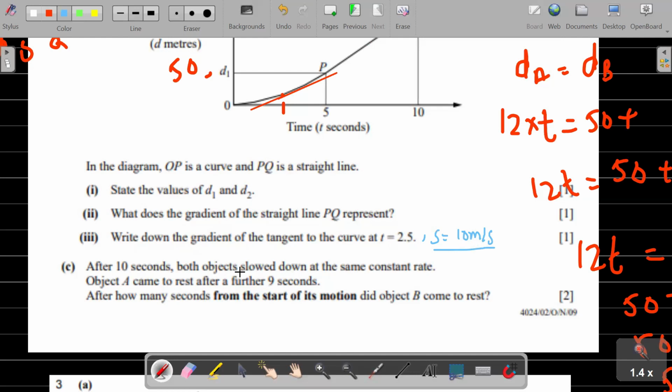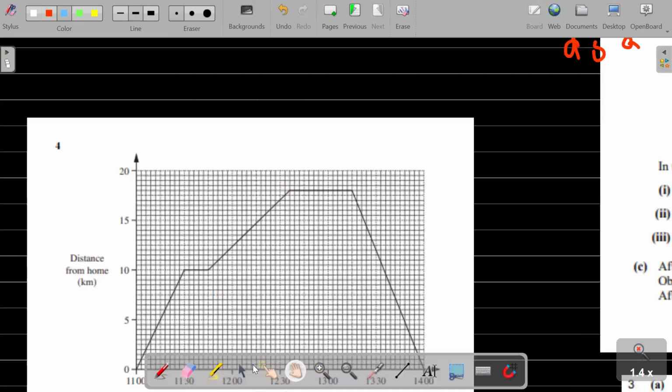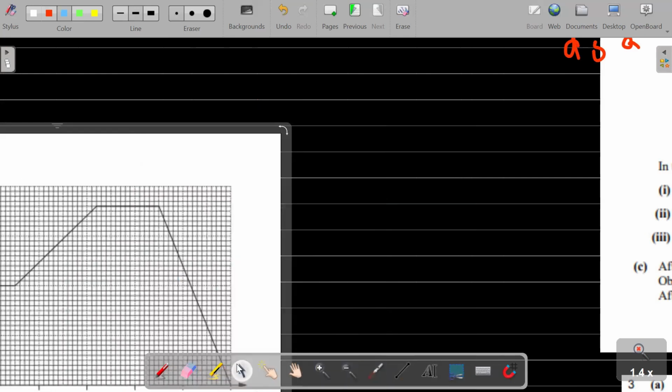Now after 10 seconds, both objects slowed down at the same rate. Now what are we going to do? After how many seconds from the start of its motion does object B come to rest? Look, it says that their rate is the same. As their rate is the same, I'm going to make some space over here so that I can solve my question.